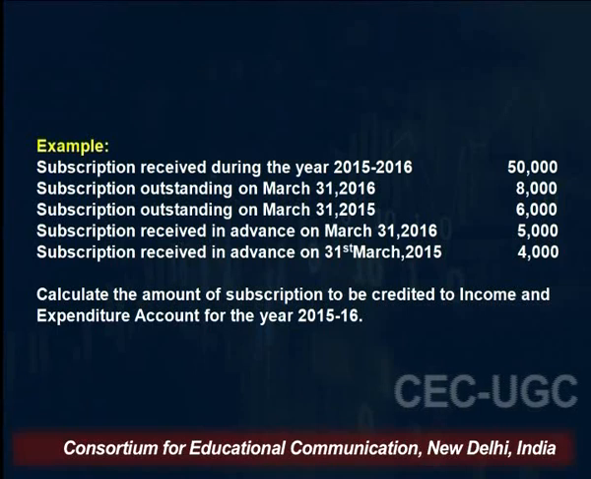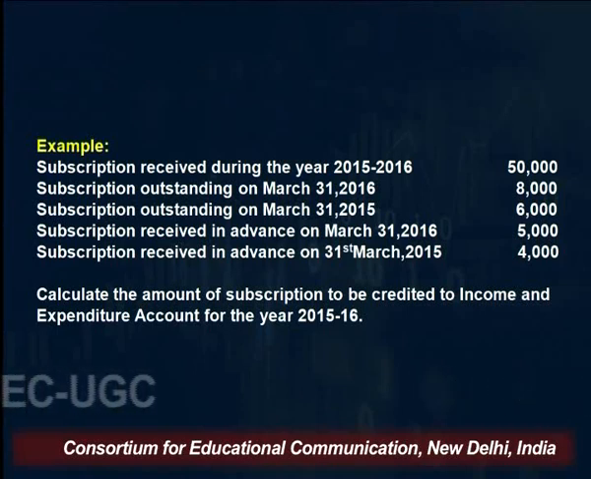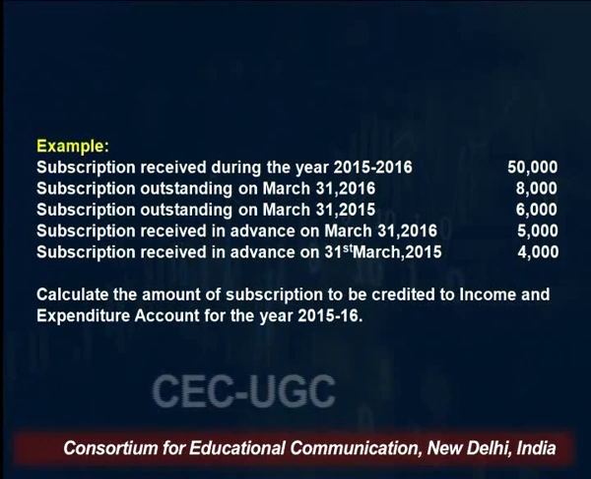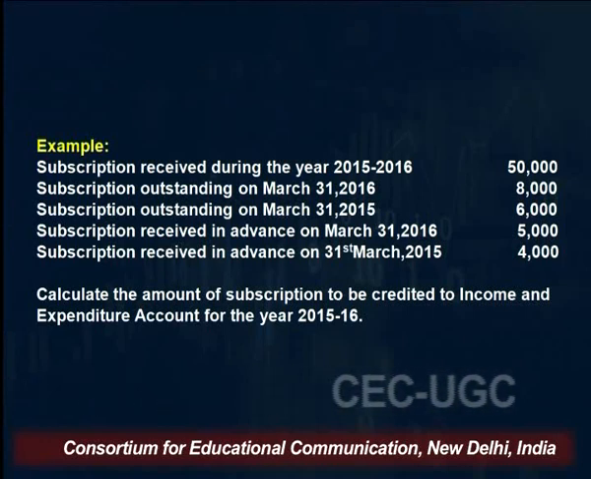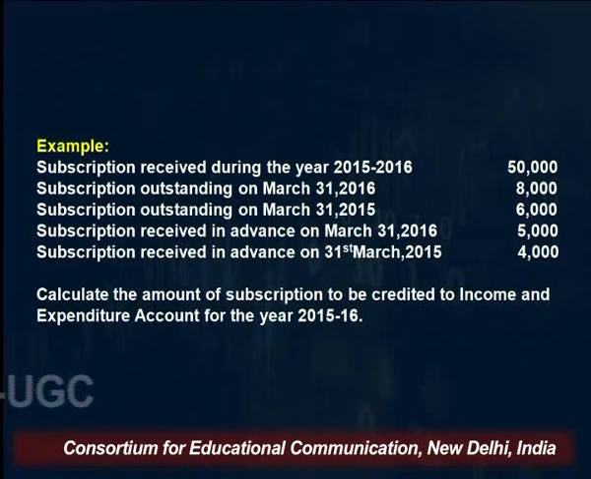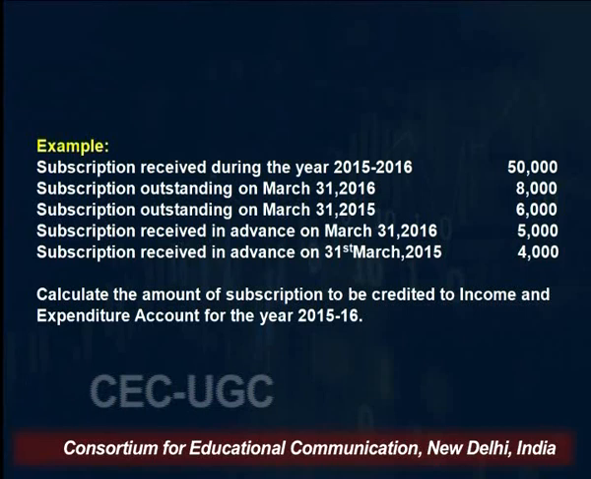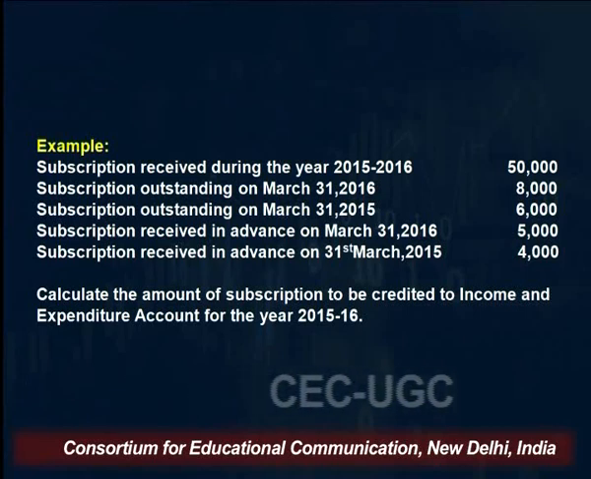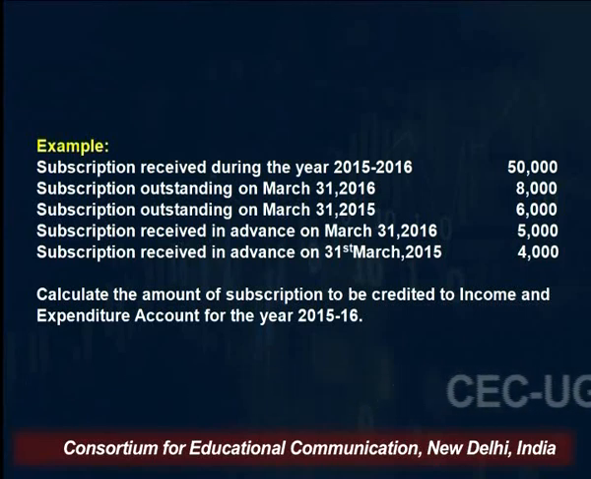Subscription received in advance on 31st March 2016, income which is related to the next year but received this year, is rupees 5,000. Subscription received in advance in the previous year is 4,000, income which was related to the current year but received in the previous year.